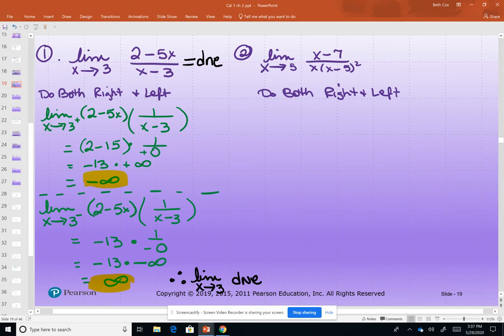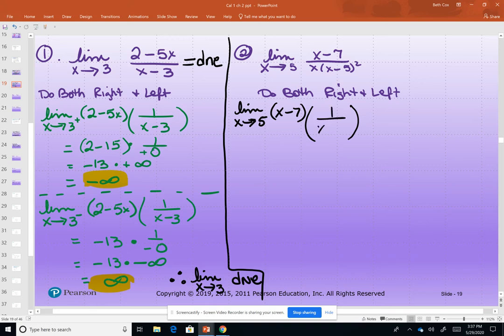All right, so let's look at the second example. Same basic setup. We're going to do both the right and the left, and hopefully we will get the same thing. Okay, so now we'll do the limit as x goes to 5 of x minus 7 times 1 over x times x minus 5 squared. We'll do from the right. Okay, so when I plug in a 5, I'm going to get a negative 2. Now, on the fraction, it's going to 0. We know it's going to 0 because when I plug in 5, I'm getting 0.